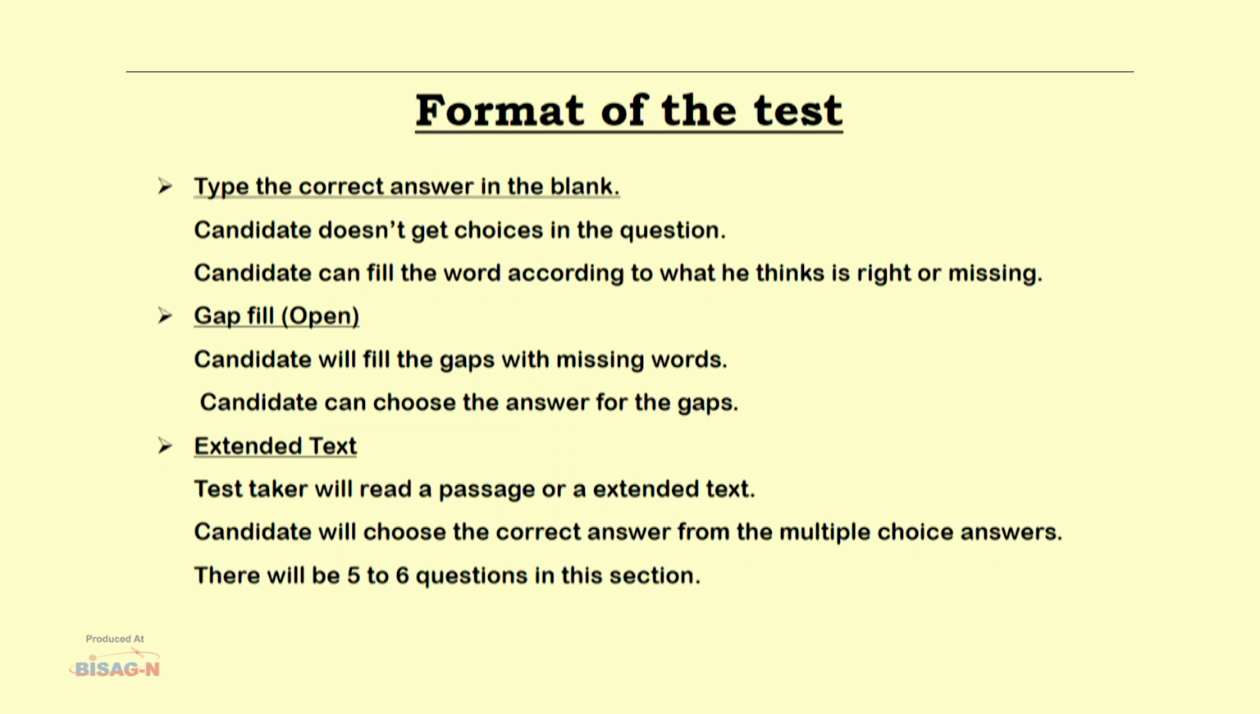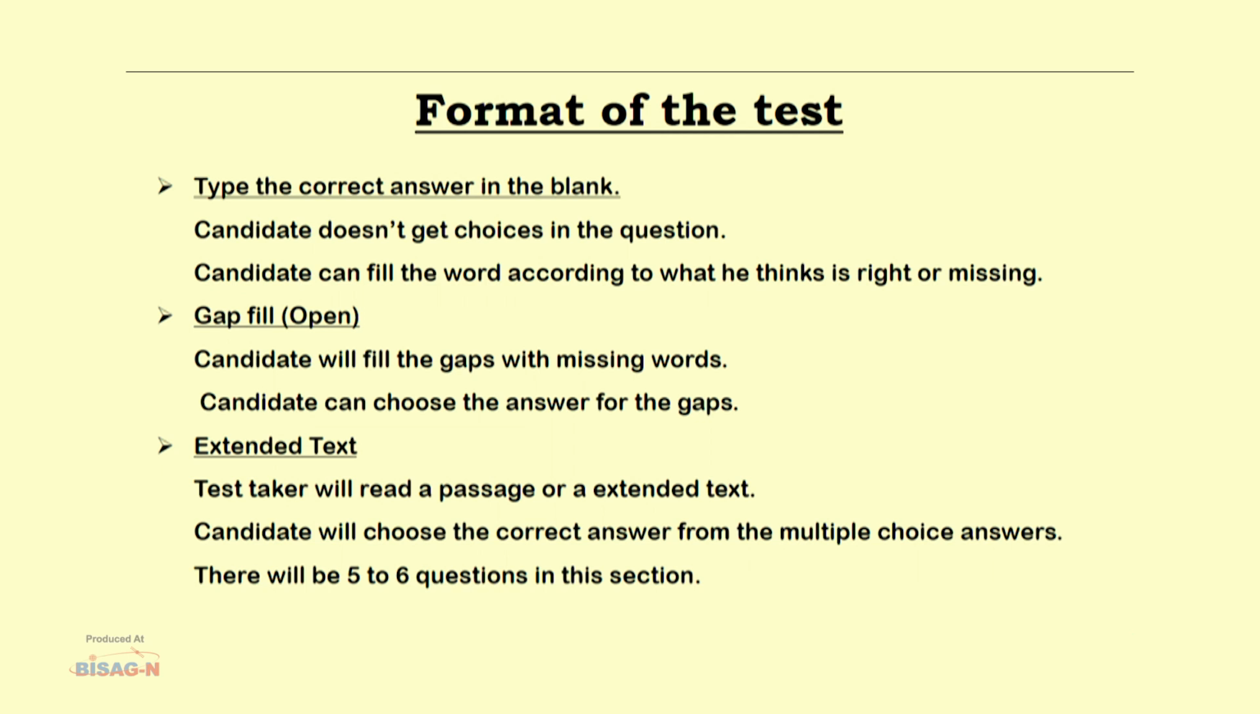However, in the extended text, the candidate will actually get a longer text with, say, maybe 3 to 4 paragraphs, and the passage will be a longer passage as compared to the smaller text. Now that passage will be read by the candidate, and the candidate has to answer at least 5 questions. कैंडिडेट को 5 questions based on the text आंसर करने पड़ेंगे. So candidates will choose the correct answer from the multiple choice answers.